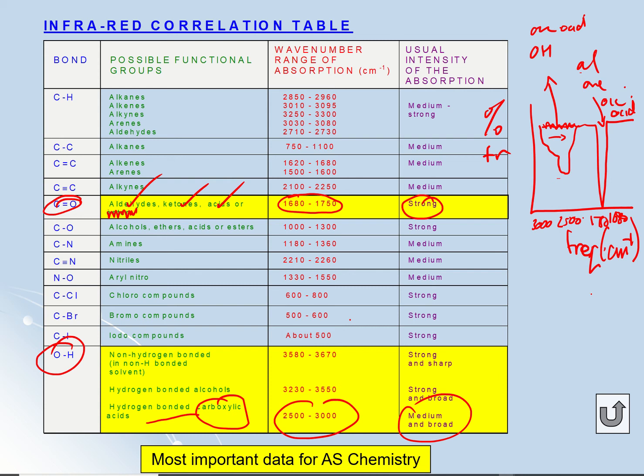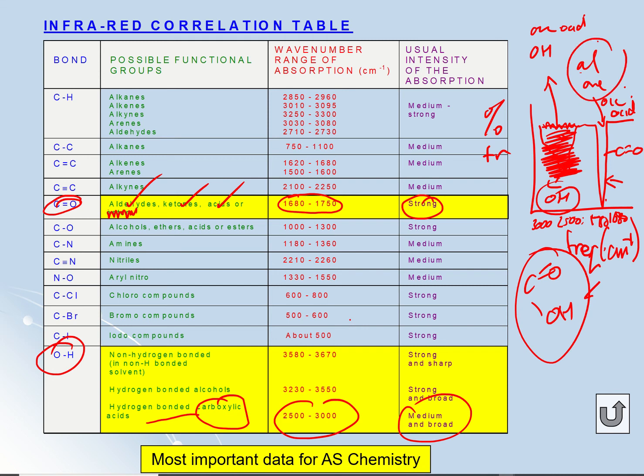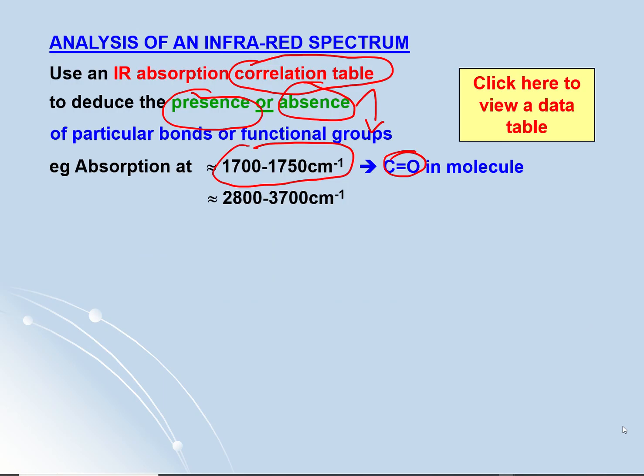I have a C double bond O down here, and I have an OH there. I put both those together, and I should know now that I have a carboxylic acid. If I had this peak here on the right at 1750, and I didn't have a peak here, then I can tell that it's not a carboxylic acid because there's no OH in it. It must be either an aldehyde or a ketone. So hopefully you're starting to pick up.